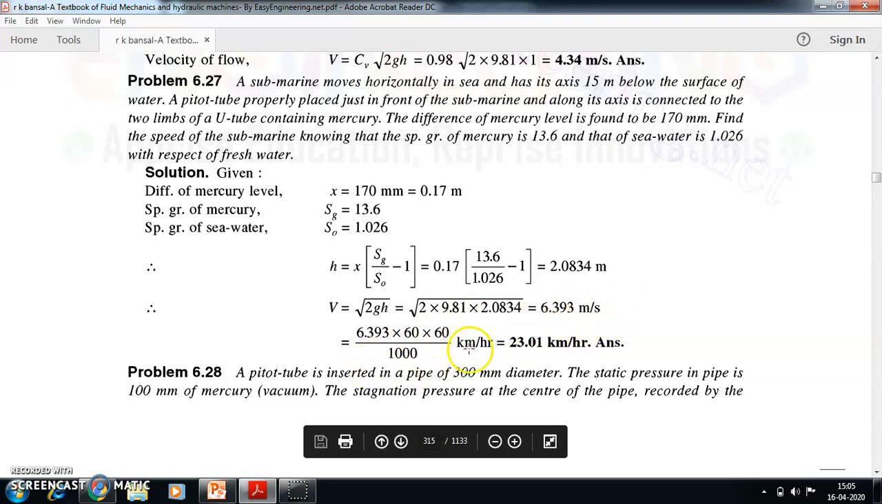Seconds, you need to convert into hours, so multiply by 60 here. So 23.01 kilometers per hour is the speed of the submarine. Okay, here Cv value is not given to you, take it as 1.